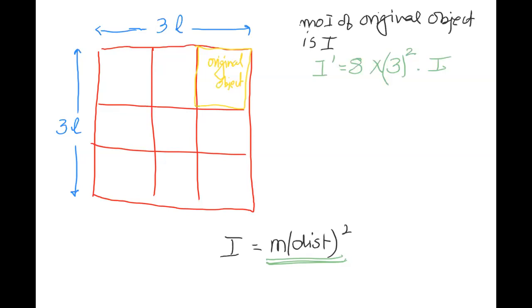So this means that the moment of inertia of the new object is 72 times the moment of inertia of the original object. Now, can you use a combination of parallel and perpendicular axis? Well, you don't really need the perpendicular axis. Only parallel axis for this thing.